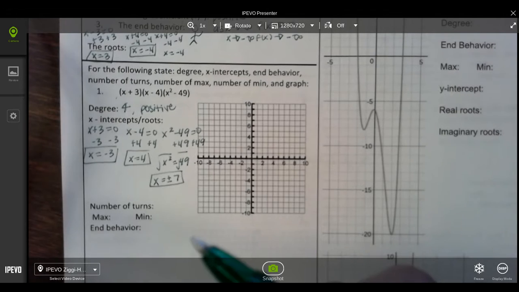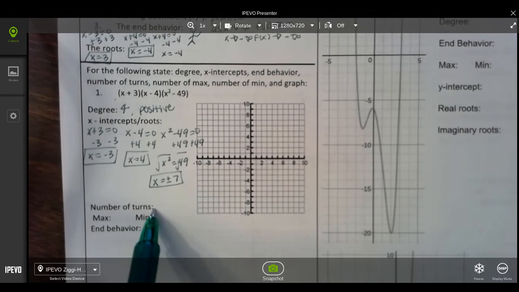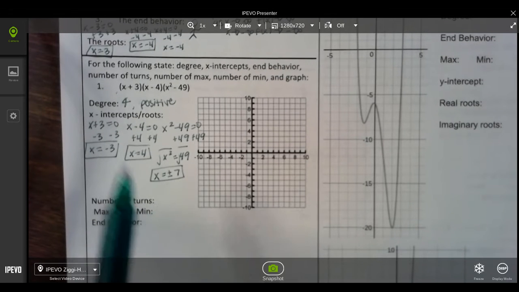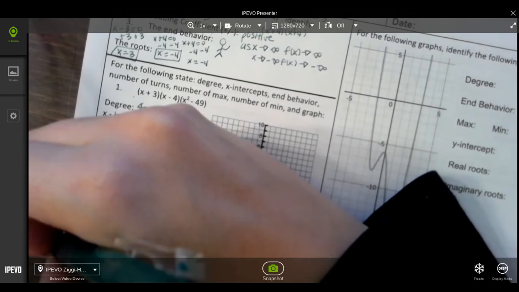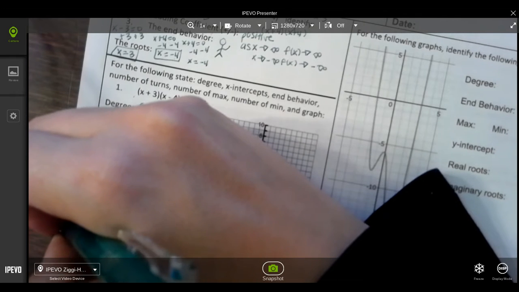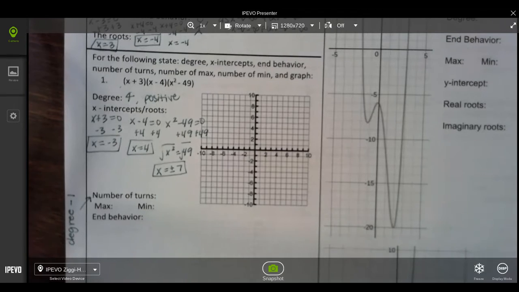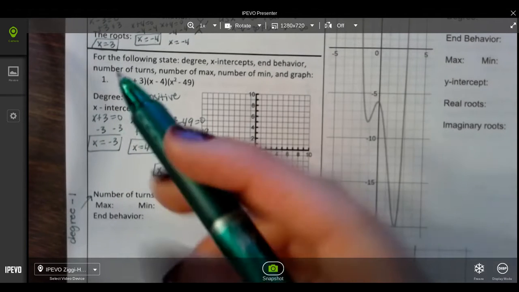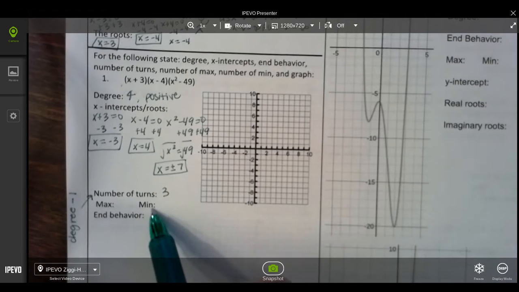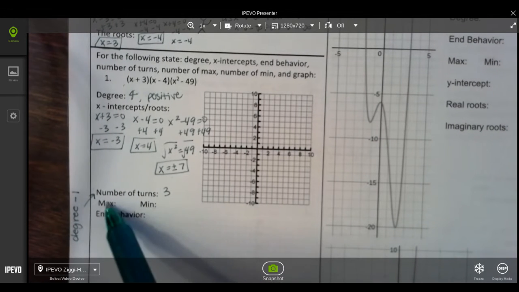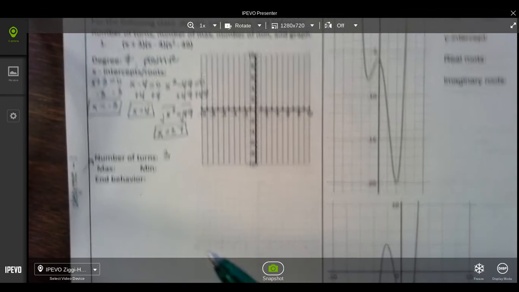Okay, so if I have 4 roots, and I'm trying to find my number of turns, remember your number of turns is your degree minus 1. So if you forget that, you can go ahead and write it to the side. Your number of turns is your degree minus 1. So if my degree is 4, my number of turns is going to be 3. How many max and mins do I have? Well, I don't know that until I sketch the graph. So let's figure out the end behavior, sketch the graph, and then figure that out.